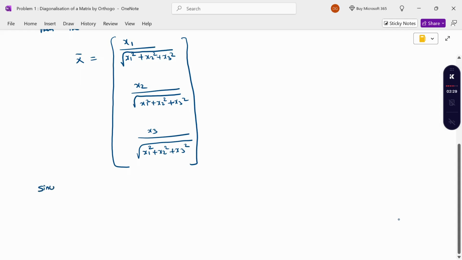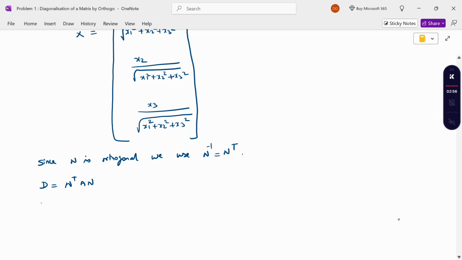Since N is orthogonal, we use N inverse equal to N transpose. Then D is a diagonalization of the matrix. So D equals N transpose A N, which is called orthogonal reduction, or orthogonal transformation.